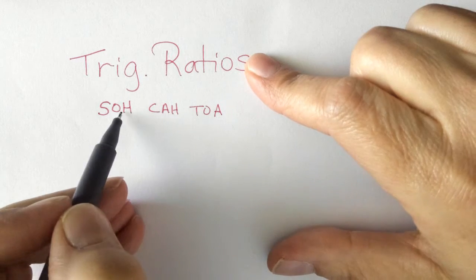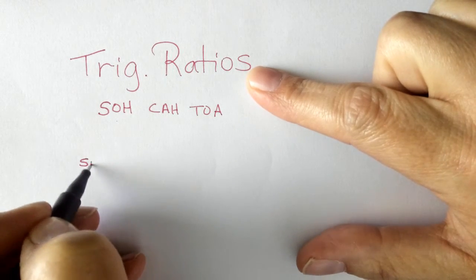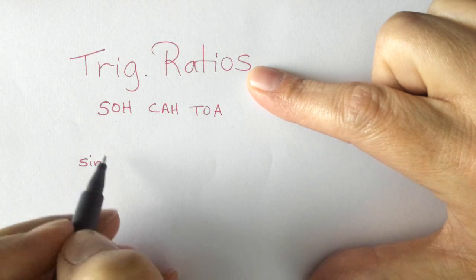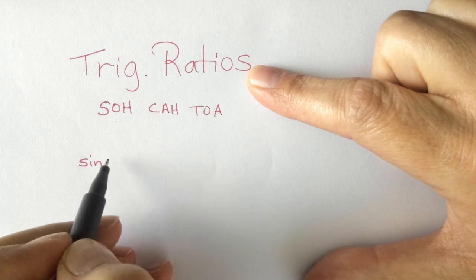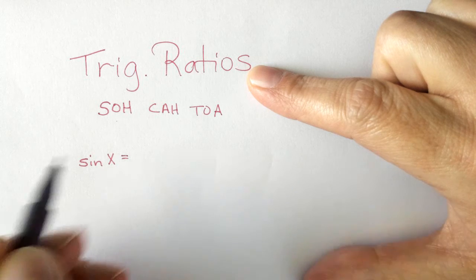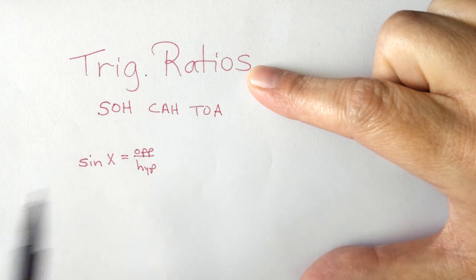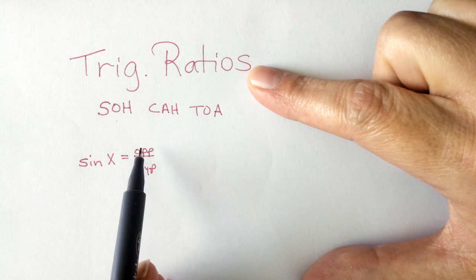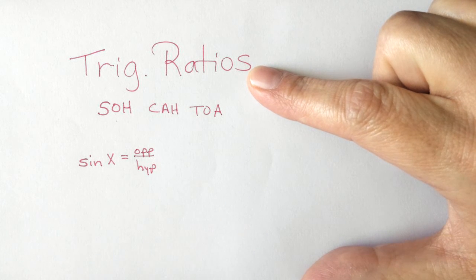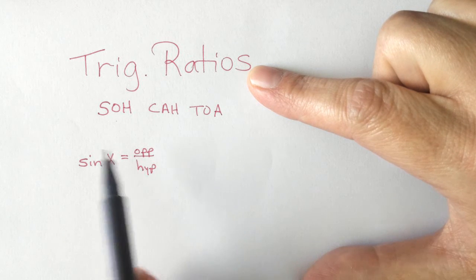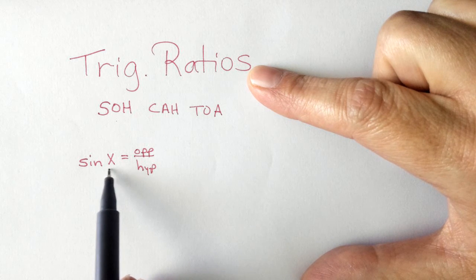So SOH tells us that sine, which we abbreviate SIN, of an angle, and we usually use some capital letter for an angle, so I'm going to say angle X, equals O over H, which stands for opposite over hypotenuse. The opposite side is the side of the right triangle that's opposite or across from angle X, and the hypotenuse is opposite the right angle. Opposite and adjacent are always defined with respect to whatever this angle is on the left side of the equation.